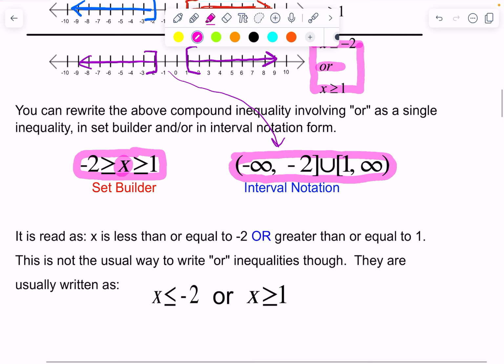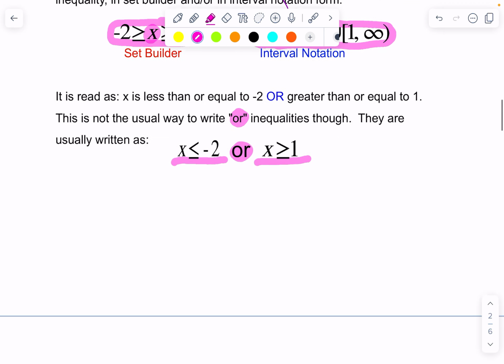Now it is read as x is less than or equal to negative 2 or greater than or equal to 1. Now this is not the usual way to write or inequalities though. They are usually written as x is less than or equal to negative 2 or x is greater than or equal to 1. They usually separate it with the word or. That does not happen all the time with the and, but it usually happens with the ors.